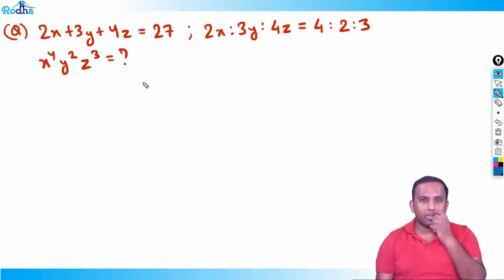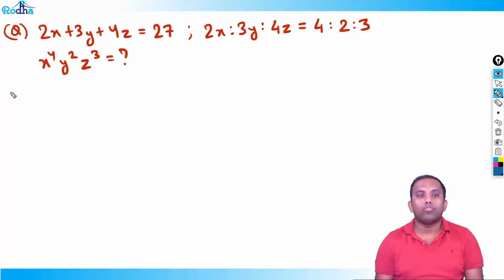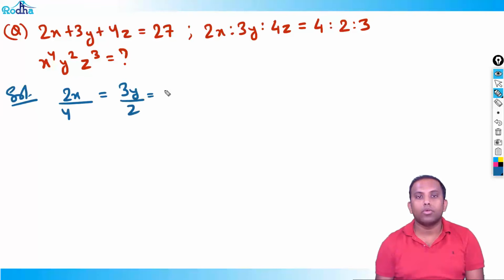Now see, it's simple, right? It may look like a bit complicated question, but by law of fractions it can become very easy. Right? So see, 2x is to 3y is to 4z is 4 is to 2 is to 3. So I can write 2x by 4 is equal to 3y by 2 is equal to 4z by 3. This I can write like this, by ratios.